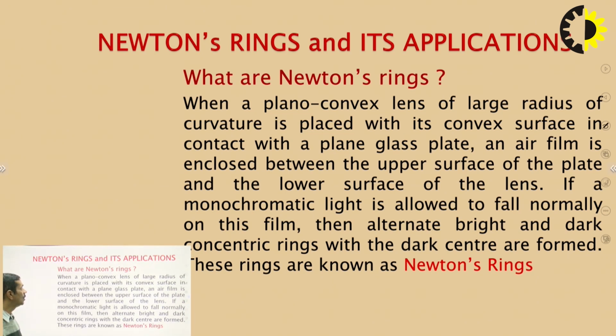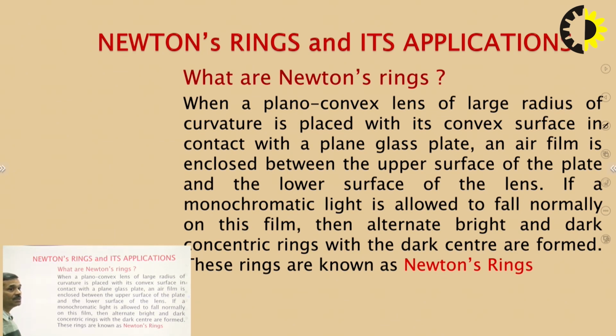When a plano-convex lens of large radius of curvature is placed with its convex surface in contact with a plane glass plate, an air film is enclosed between the upper surface of the plate and the lower surface of the lens. If monochromatic light is allowed to fall normally on this film, then alternate bright and dark concentric rings with a dark center are formed, and these rings are known as Newton's rings.